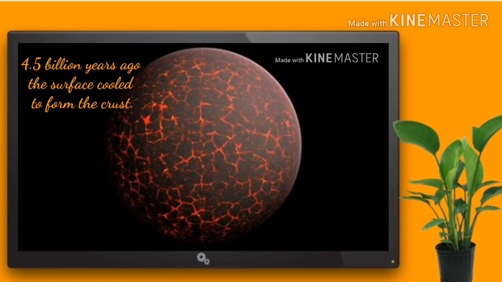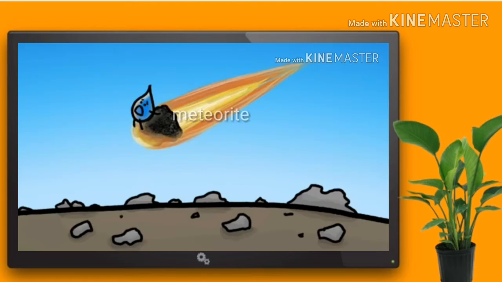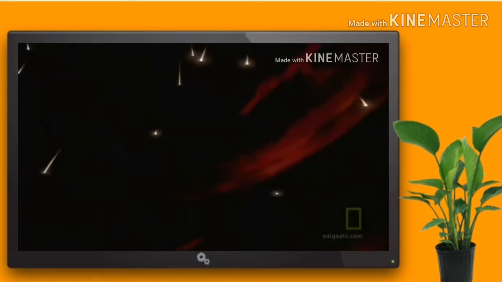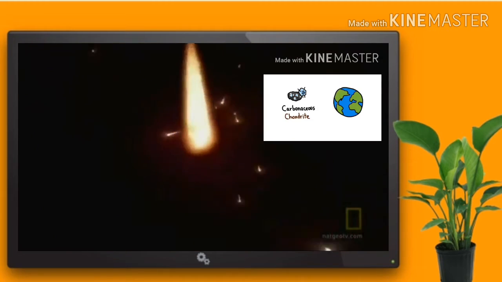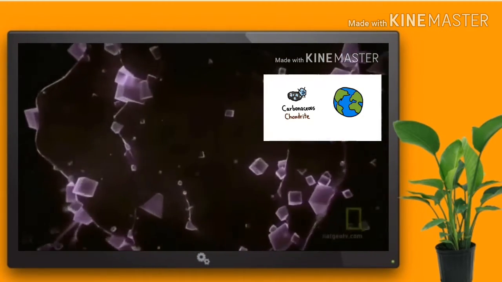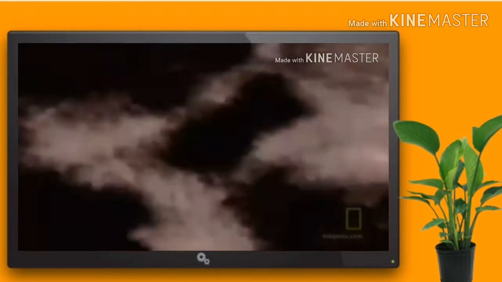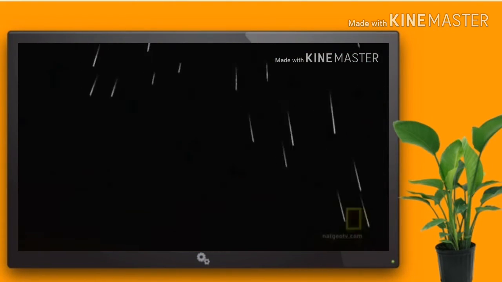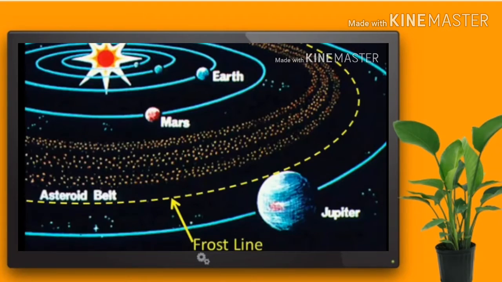4.5 billion years ago, the surface cooled to form the crust. 3.8 billion years ago, the period of late heavy bombardment brought water to the young planet Earth. It is believed that the most likely source for the Earth's water is a type of meteorite called a carbonaceous chondrite. Chondrite is just the name given to the class of stony meteorites that most commonly strike the earth. But only these meteorites contain water as well as lots of carbon, because they are found beyond the frost line of the sun.